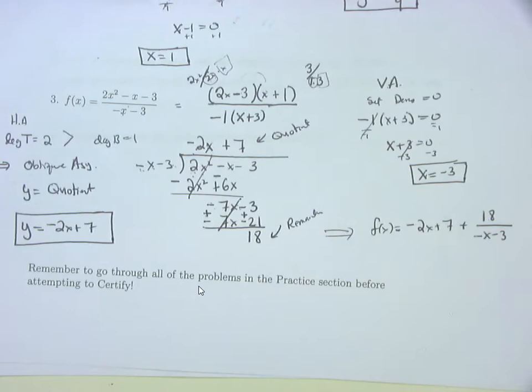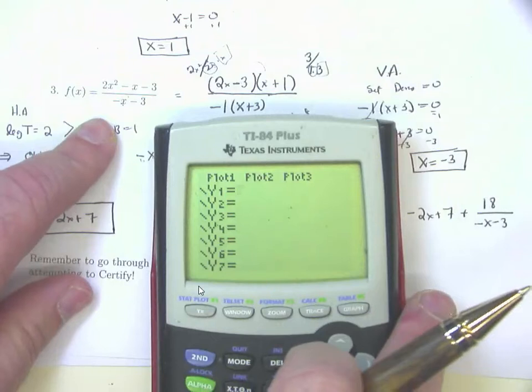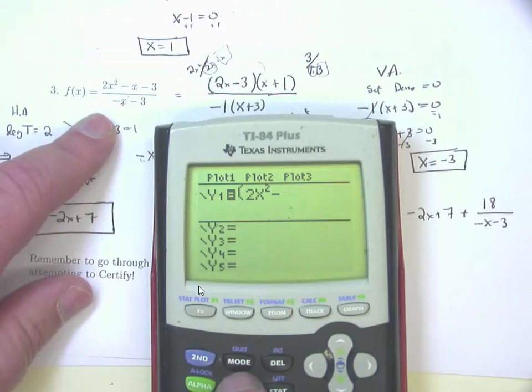And just to show you kind of a graph of what's going on here, turn my calculator on. Here we go. I'm going to type this function just to give you an idea of what's going on with an oblique asymptote. You get y equals parentheses 2x squared minus x minus 3 divided by parentheses negative x minus 3.